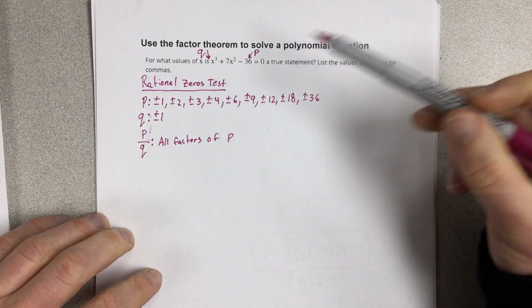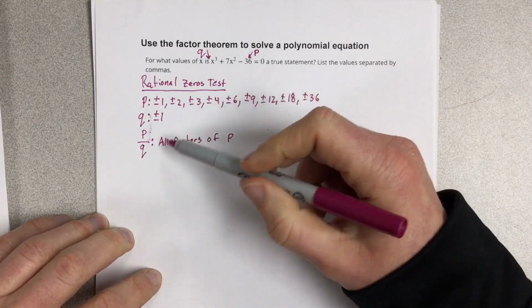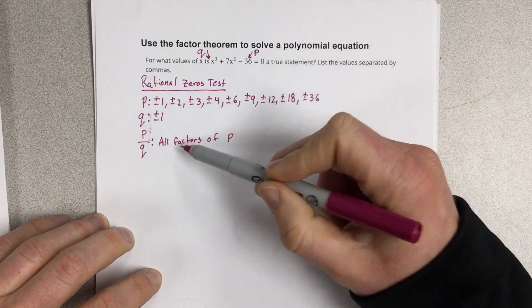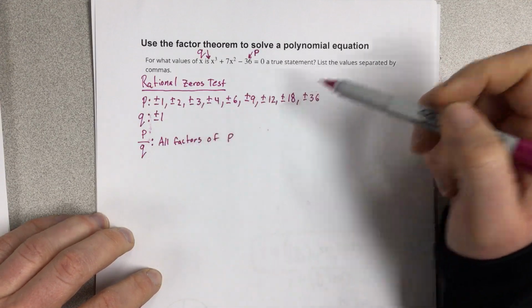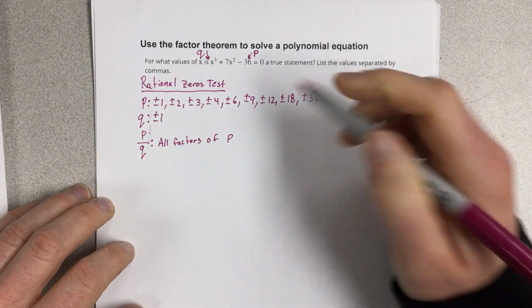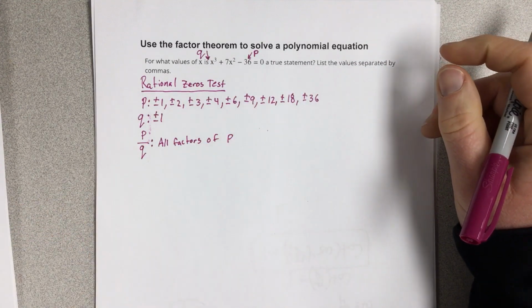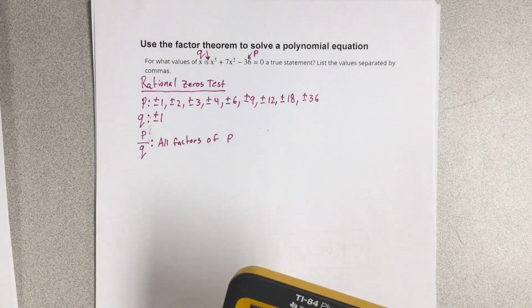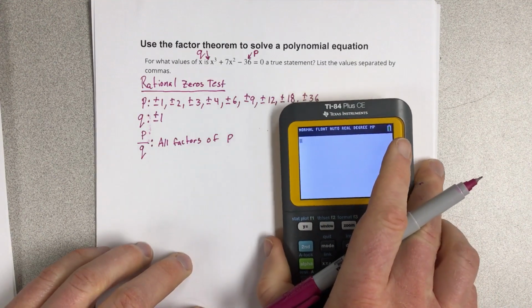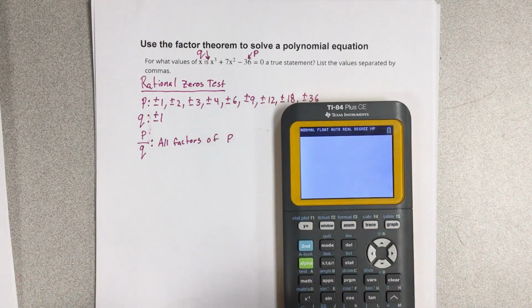So how do you use the rational zeros test? Once we go through and find the factors, which would be all the factors of p, we just start plugging them into the equation until we find one that equals 0. I'd suggest using some sort of graphing calculator. It will definitely make this a lot easier process.